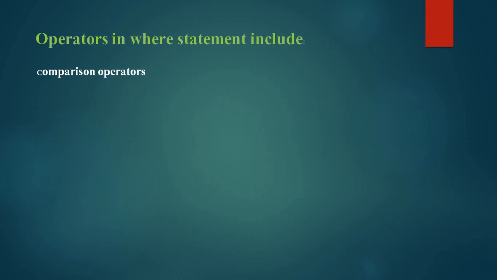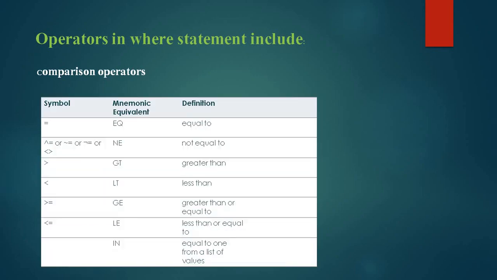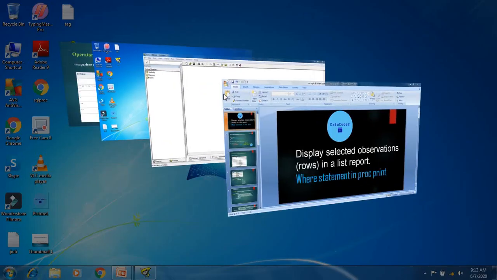The first one is the comparison operator. These are the list of comparison operators. Using those operators in the where statement, we can subset the rows. Either we can use the symbol of that operator, or we can use the equivalent mnemonic of that operator. So let's go to SAS and check it out.